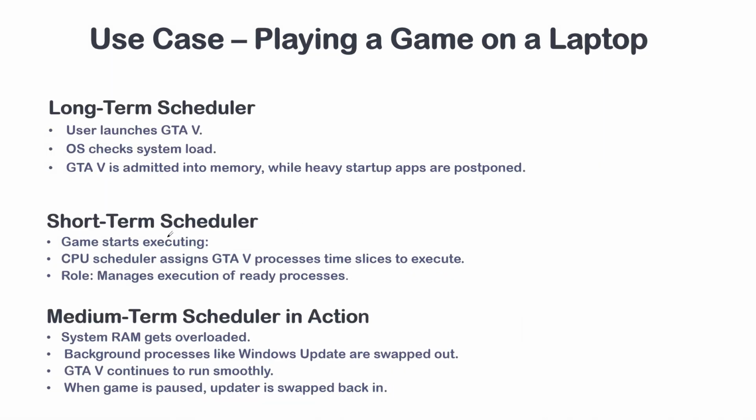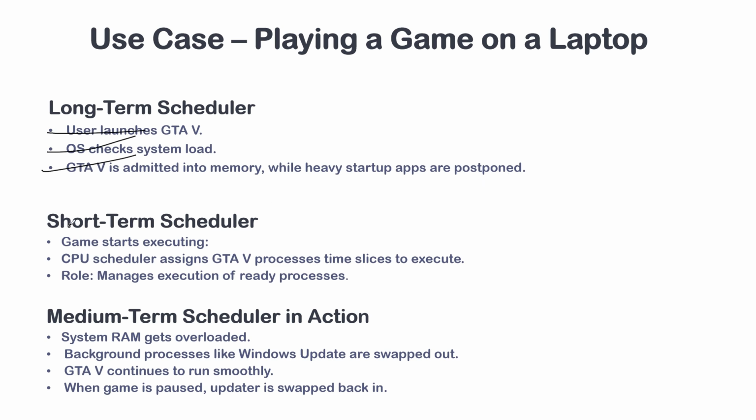Now, I am going to explain these types of schedulers using a very simple example. Let's suppose I am playing a game on my laptop. When I start a game, let's suppose I am playing GTA 5. So what will a long-term scheduler do? The user will launch GTA 5. The OS checks the system load. GTA 5 is admitted into the memory while heavy startup apps are postponed.